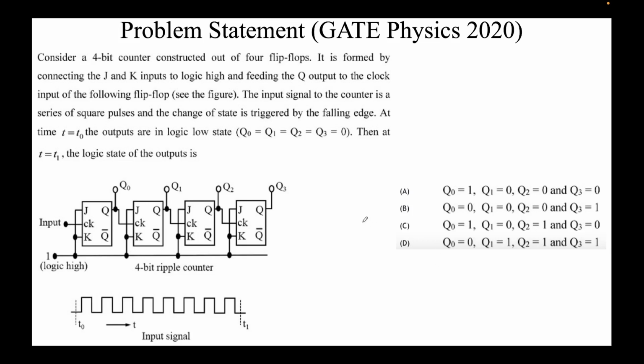So we have obtained that Q3 is 1, Q2 is 0, Q1 is 0, and Q0 is 0. In decimal, this value came out to be 8. So the correct option is B.